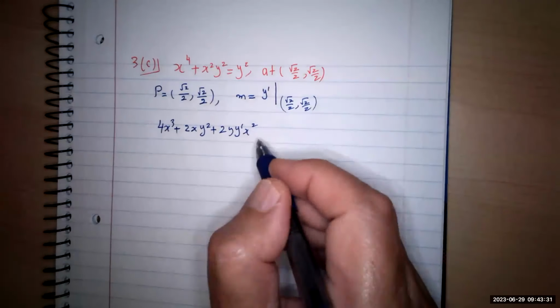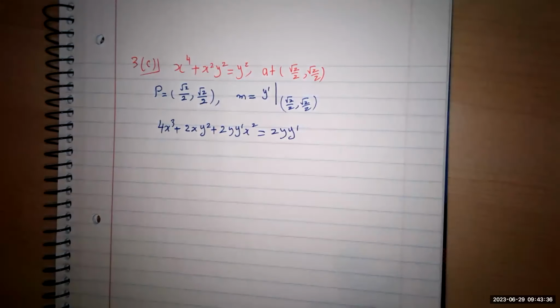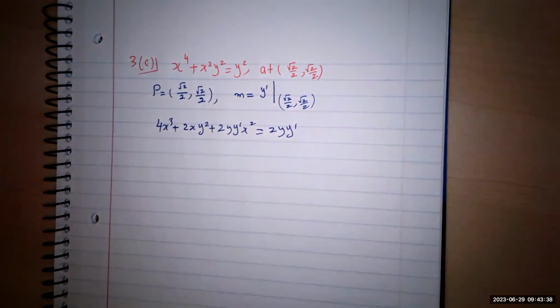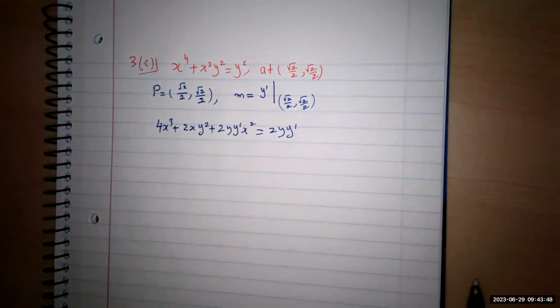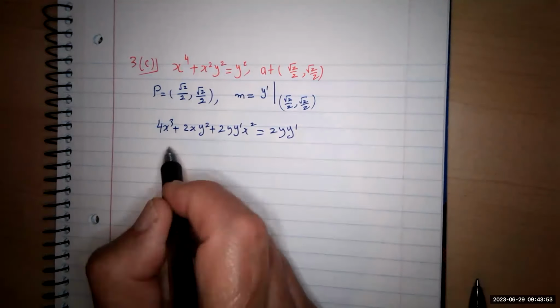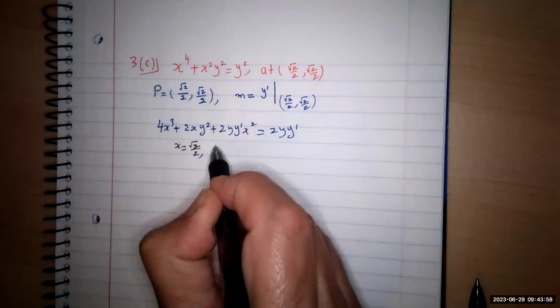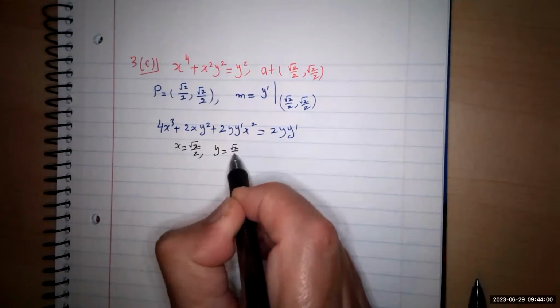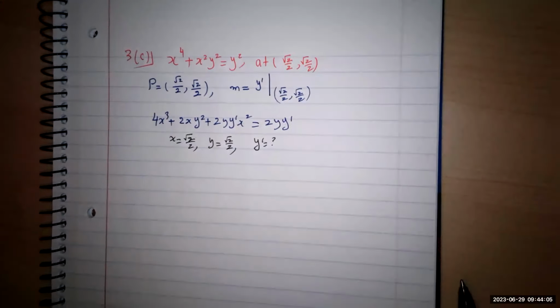Okay, so that's the result. The other side is easy. The derivative of y squared is 2y, y prime. Anytime you differentiate powers of y with respect to x, we have to apply the chain rule. Okay, so this is the one that I was talking about. You don't solve for y prime now. Substitute x equal to radical 2 over 2 at this time, y equal to radical 2 over 2, then solve for y prime. See, that would be much, much easier.